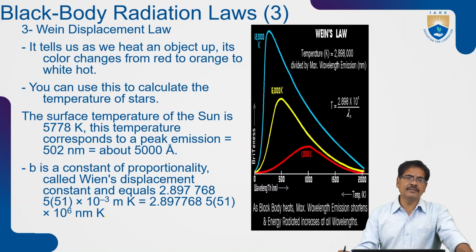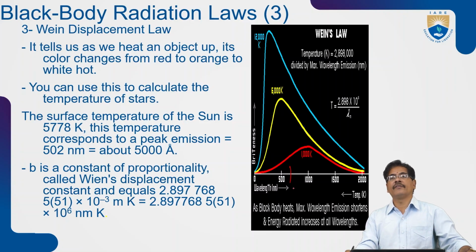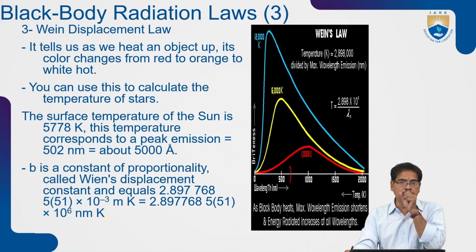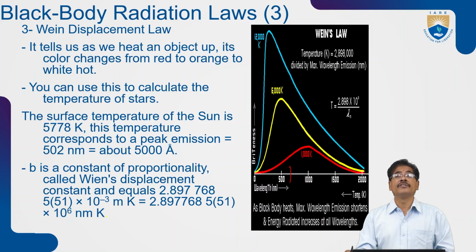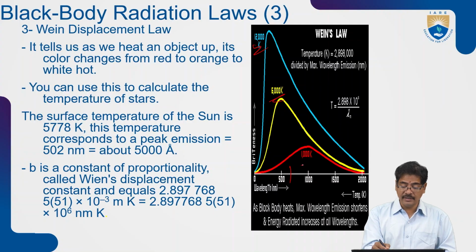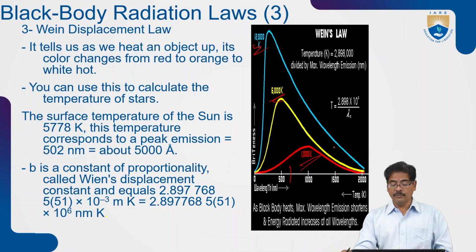The surface temperature of the sun is around 5,778 Kelvin, and this temperature corresponds to a peak emission of 502 nanometers, which is about 5,000 angstroms. b is the constant of proportionality, Wien's displacement constant, and it equals 2.8977768 millimeter Kelvin. So that's the value of the constant of proportionality when discussing Wien's displacement law. This is Wien's law at different temperatures, 1200 Kelvin, 6000 Kelvin and 1000 Kelvin. As a blackbody heats, the maximum emission wavelength shortens and the energy radiated increases at all wavelengths.